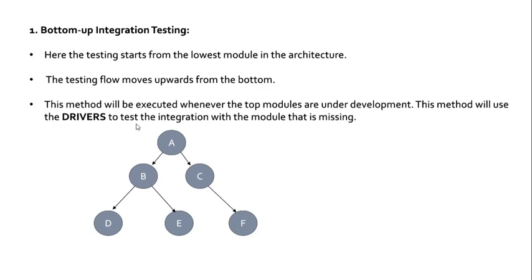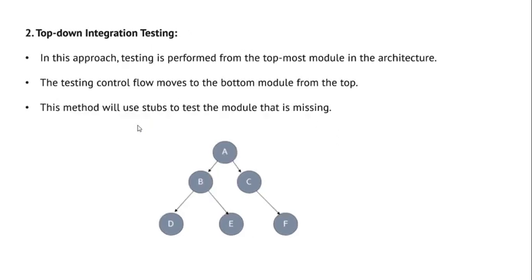Okay. Going ahead to the next approach, which is top down integration testing. In this approach, testing is performed from the topmost module in the architecture. The testing control flow moves from the top to the bottom modules. It is quite the opposite of that. How? There we started with D, E, F, but here we are going this way: A, B, C, D, E, F. We'll start from the top module and then we will test the bottom modules.